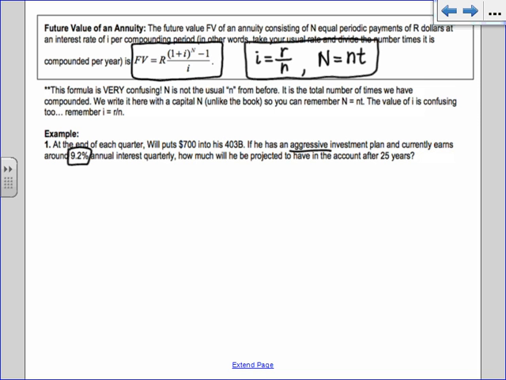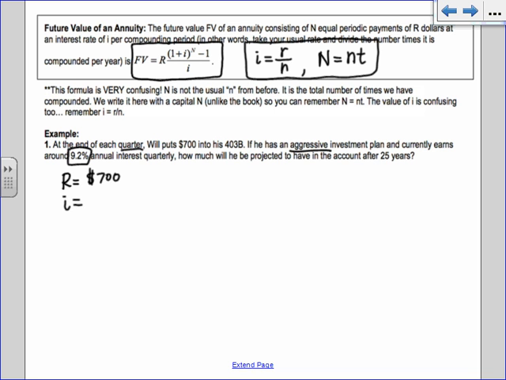So I highly recommend that you write down a lot of things. FV is what we call the future value of your annuity. That's how much you want at the very end of your retirement, okay? R is the amount you're putting in each month or quarter or whatever. So in this case, at the end of each quarter, he's putting in $700. So it's your periodic payments.